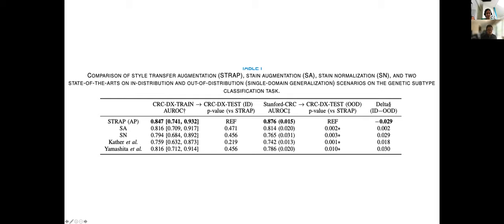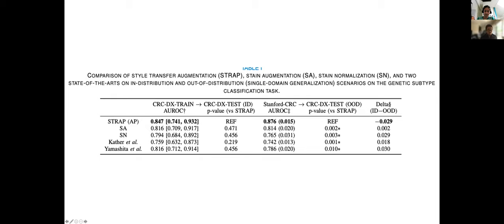These columns are the results for the single domain generalization. So we trained our model on the Stanford dataset and tested that on the TCGA dataset. And as you can see, STRAP performed much higher than the stain augmentation or stain normalization. These two are the state-of-the-art results, and both apply stain normalization. So the below three approaches can be considered stain normalization approaches. These three are close to 0.78, 0.75-ish, and stain augmentation performed 0.81, but STRAP performed much higher.